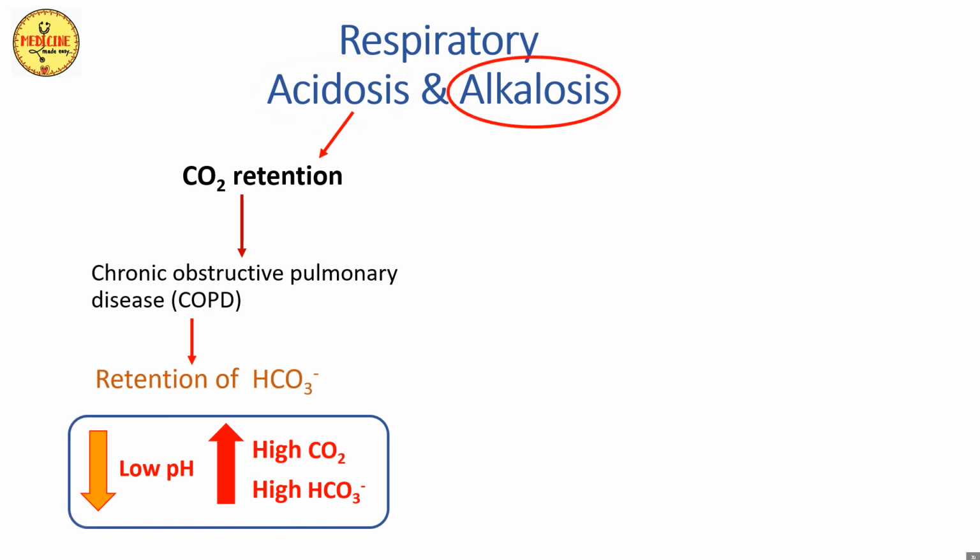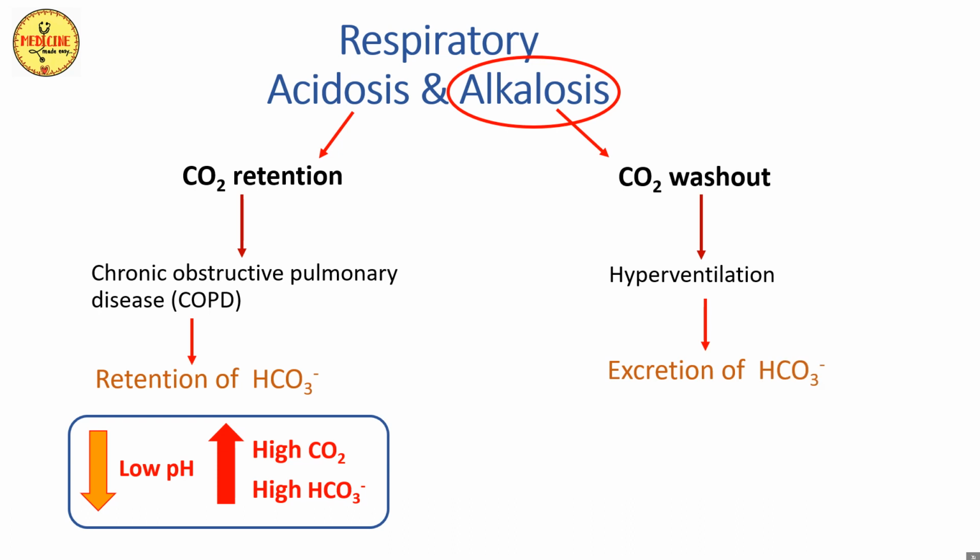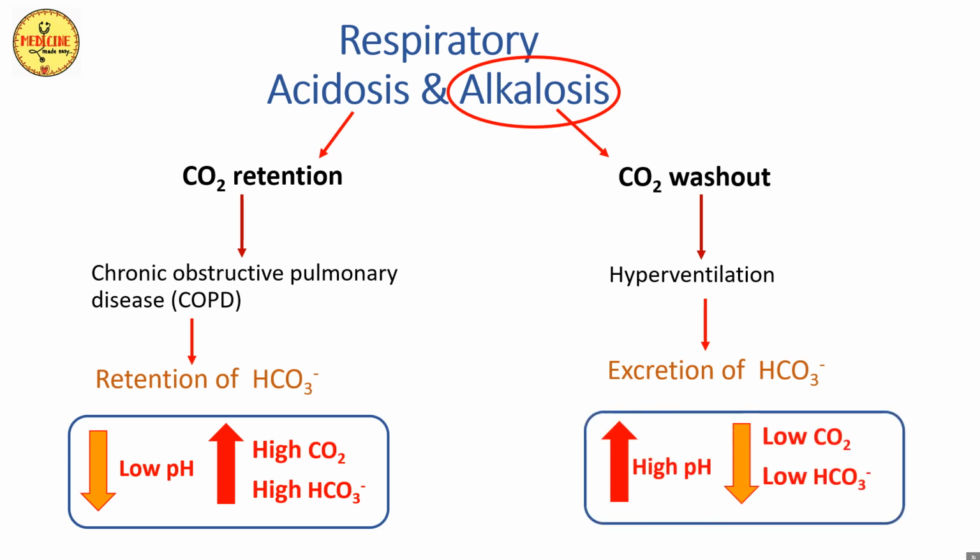When you move on to respiratory alkalosis, this happens mainly when you have carbon dioxide washout. One good example would be hyperventilation. As a response to this, your kidneys will try to excrete bicarbonate ions more and more. So in summary, you will have a high pH with low bicarbonate and carbon dioxide concentration.